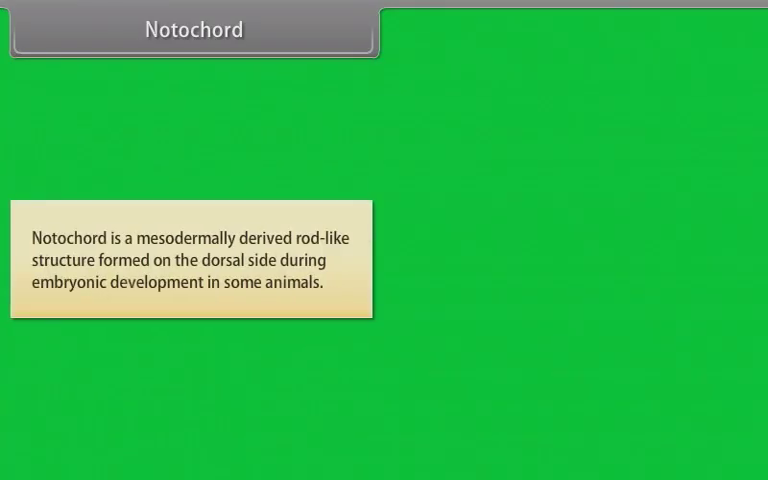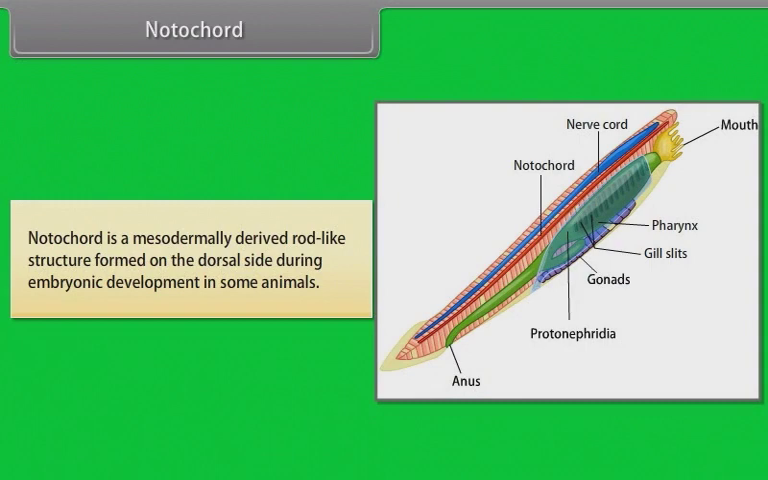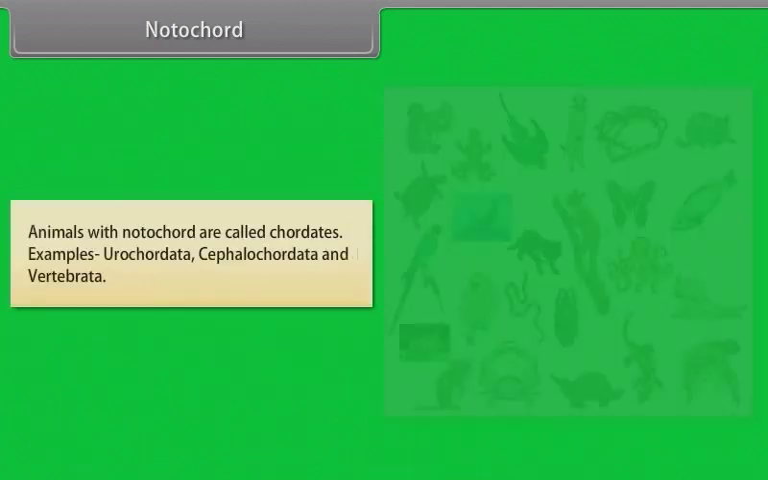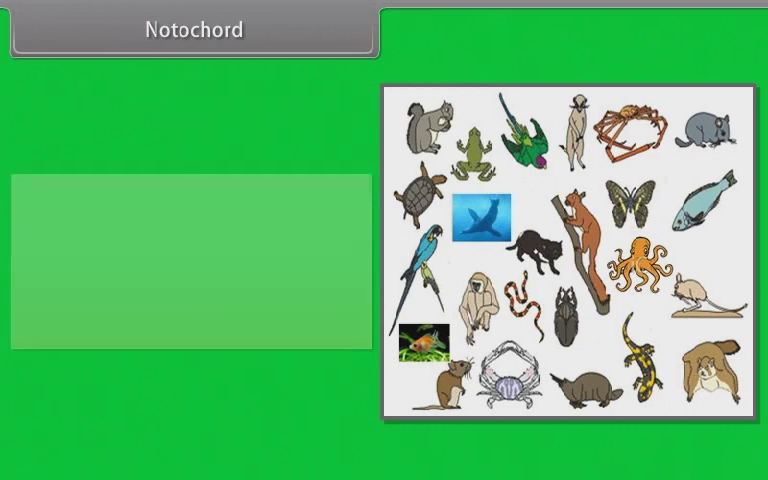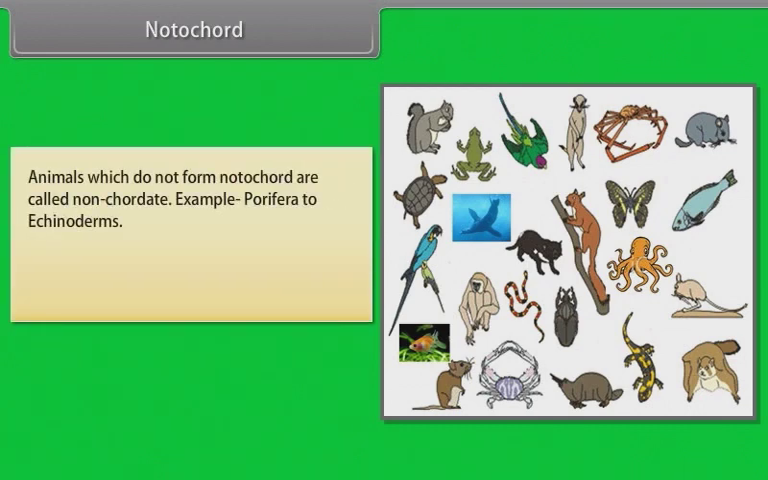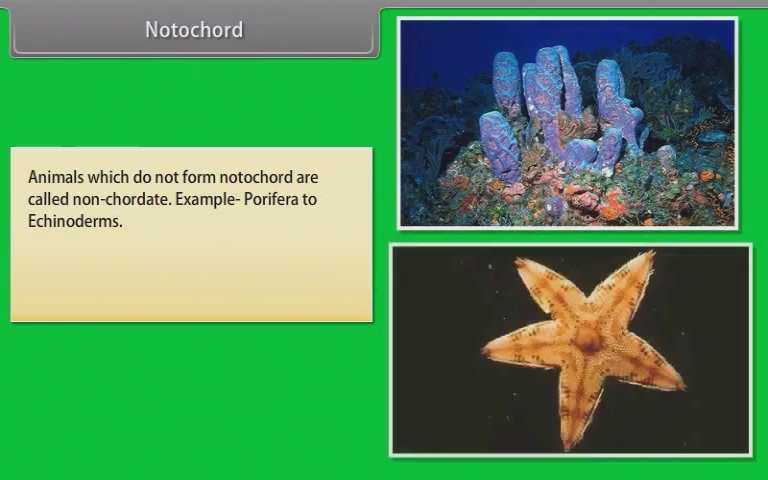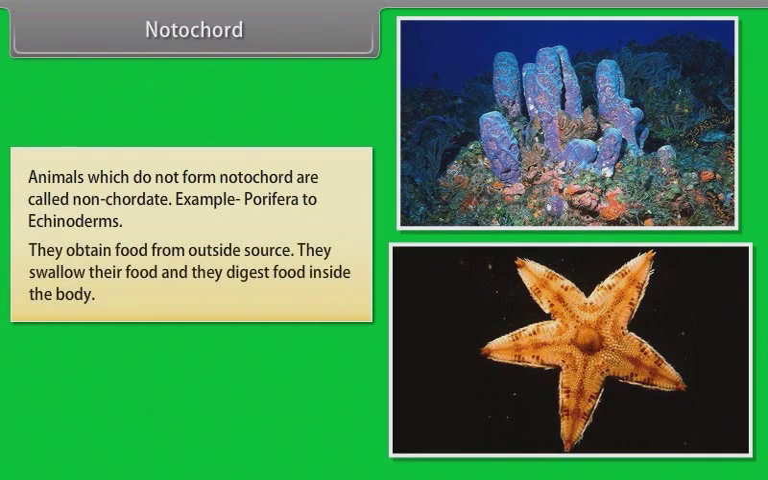Notochord. Notochord is a mesodermally derived rod-like structure formed on the dorsal side during embryonic development in some animals. Animals with notochord are called chordates. Example, Urochordata, Cephalochordata, and Vertebrata. Animals which do not form notochord are called non-chordates. Example, Porifera to echinoderms. They obtain food from an outside source. They swallow their food and they digest food inside the body.